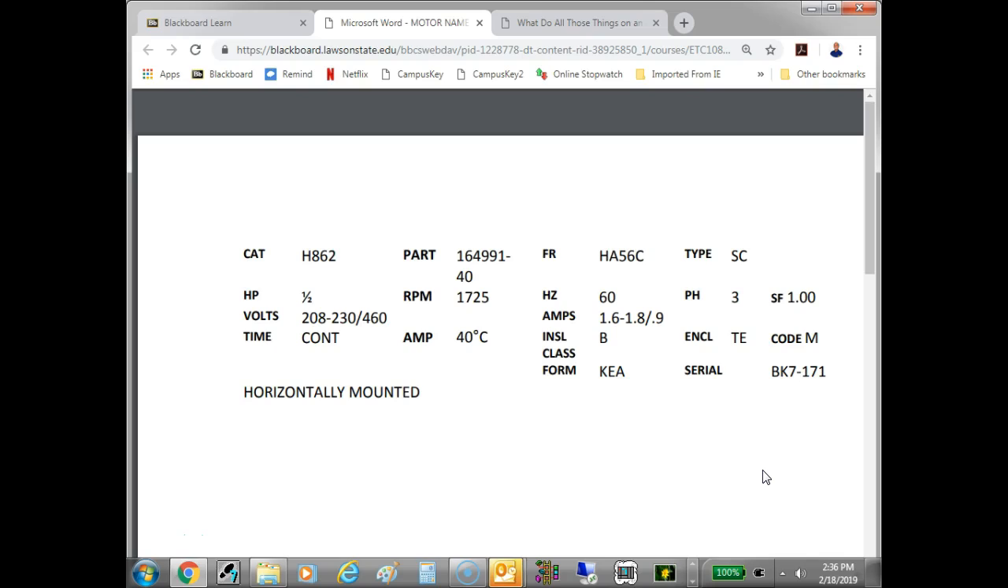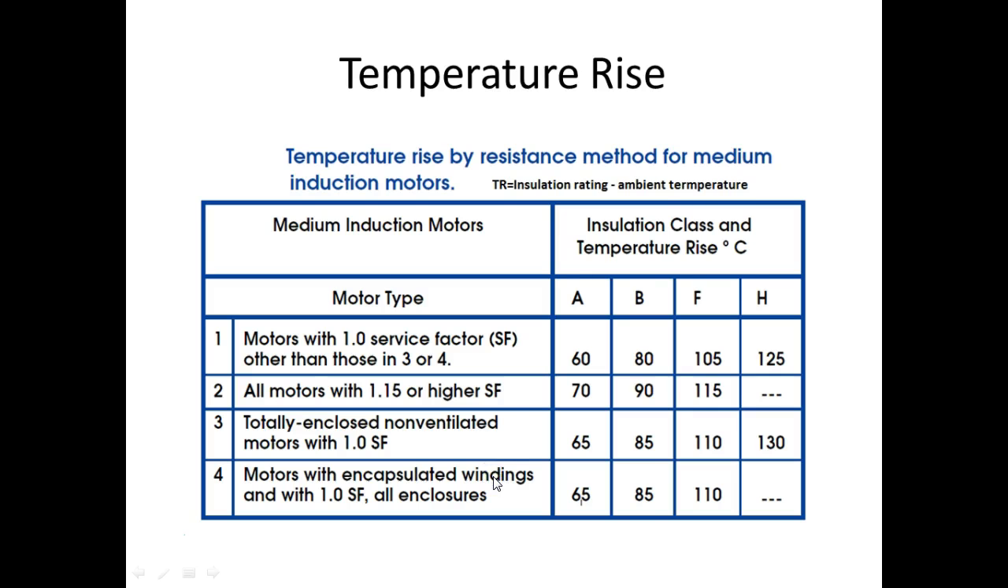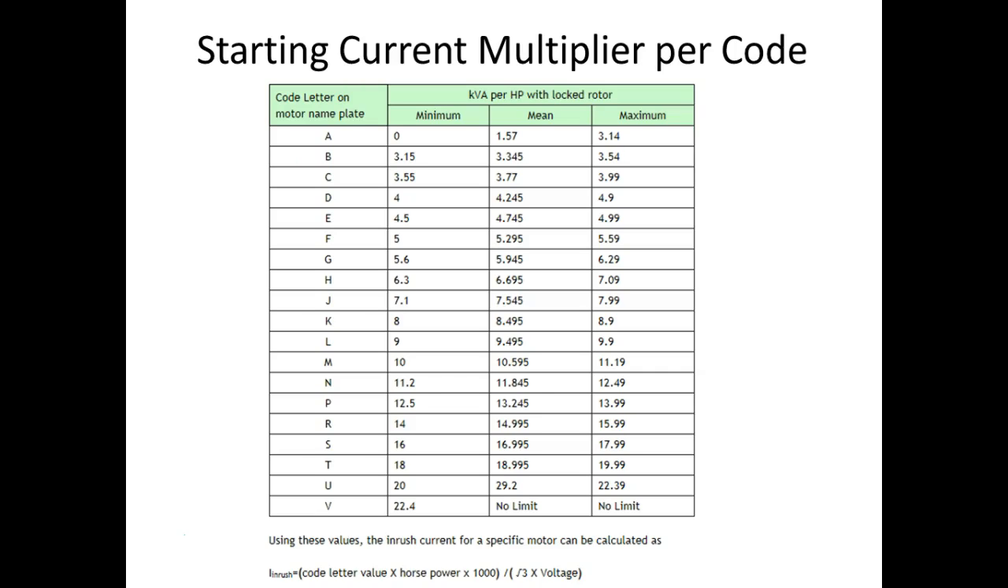This is 40 degrees. It's got insulation class what? This is the type of enclosure. We can look that up. This is the code right here, code M. What would that mean? So this motor could pull almost 11 times its starting current.